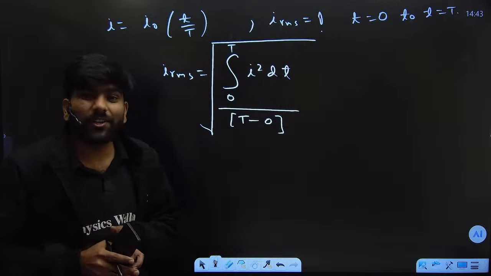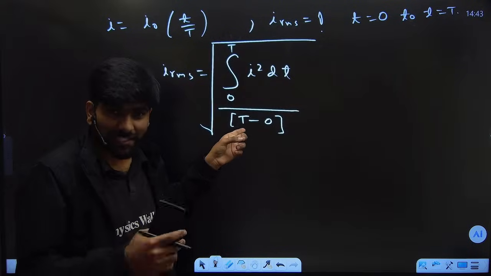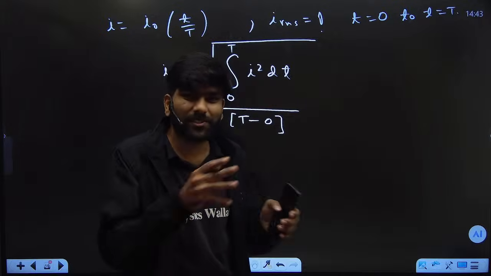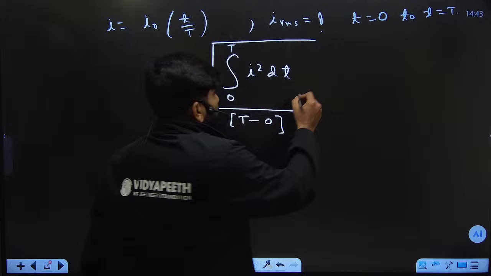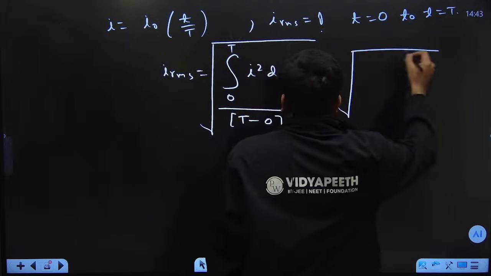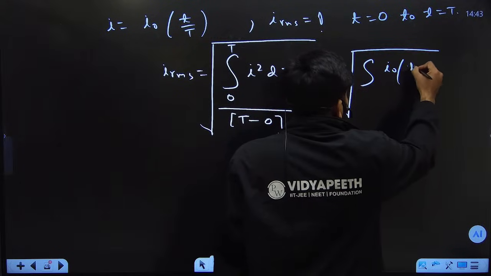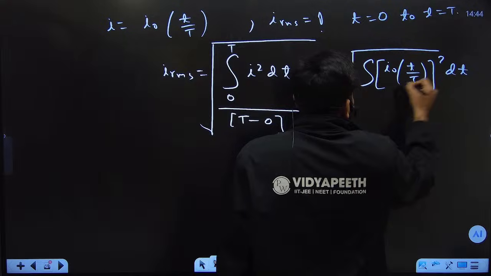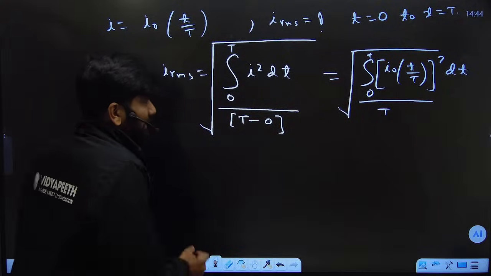So what is the meaning of RMS? Square, then take mean, which is basically integration, then square root. So root mean square of the current. Now I will put the value: root of the integral of I naught t by T whole square dt from 0 to T, divided by T minus 0, which is basically T.